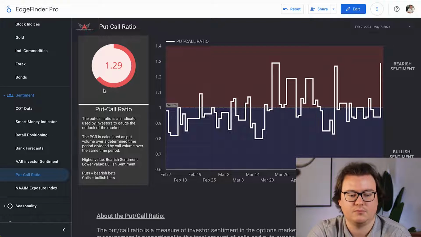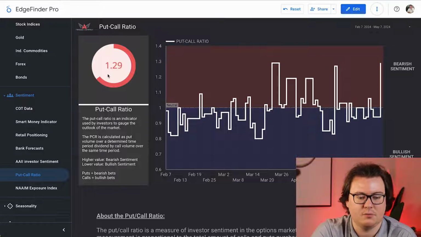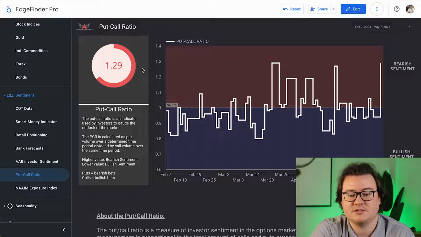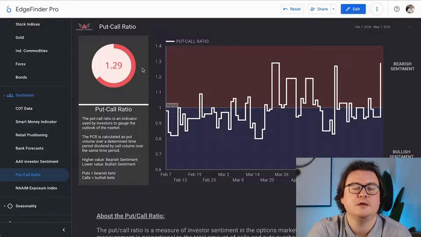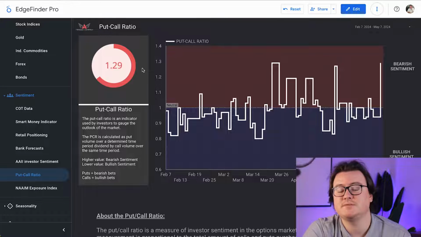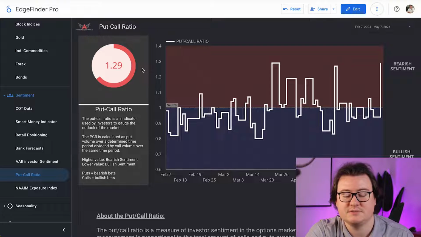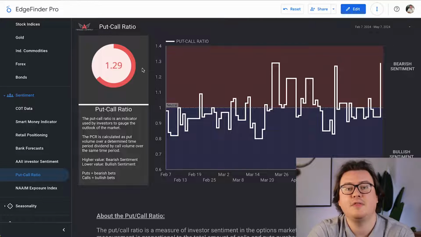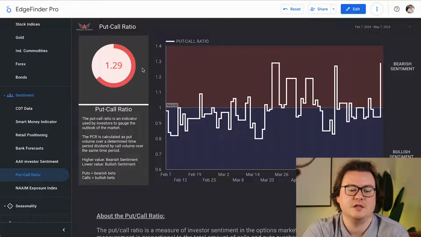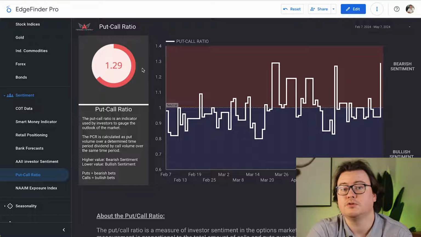Right now, I see the red. I know we're at 1.29. That's pretty high, close to 1.3. So I know that currently investors are feeling bearish on the market sentiment as a whole. So I might look for bearish setups today as opposed to bullish setups today, hoping that momentum and sentiment continues on for the next couple of days, and so will the markets.